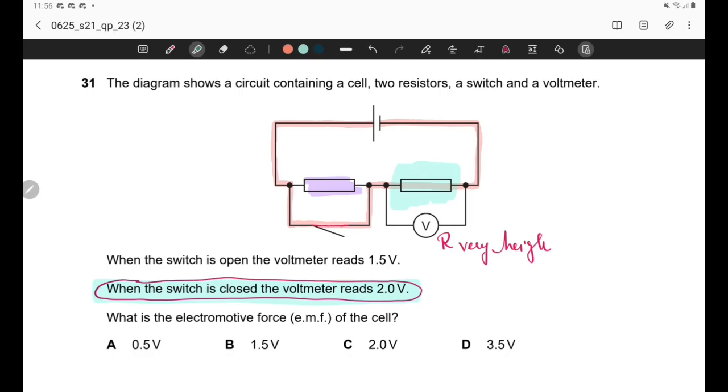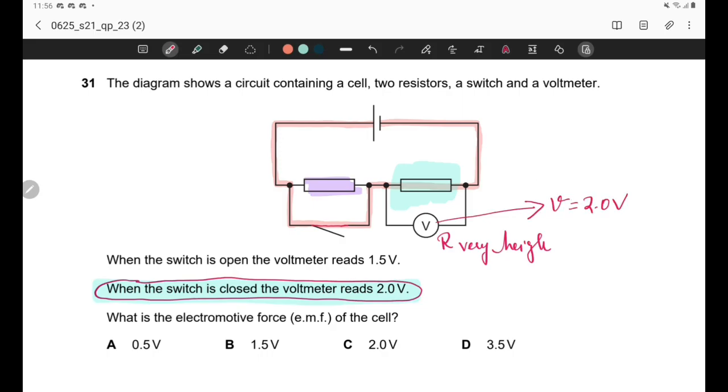So the voltage drop is happening only at this part of the circuit, as this is the only resistor available in this particular flow of electricity. And during this time, what is the voltmeter reading? It is given that the voltmeter reading is 2 volt.